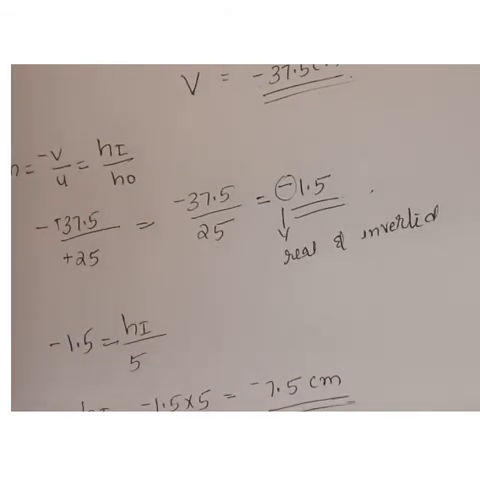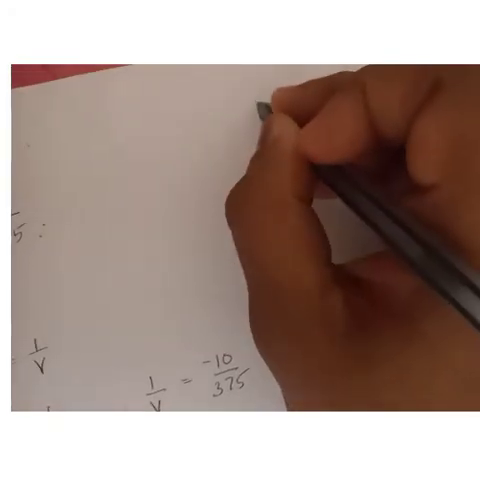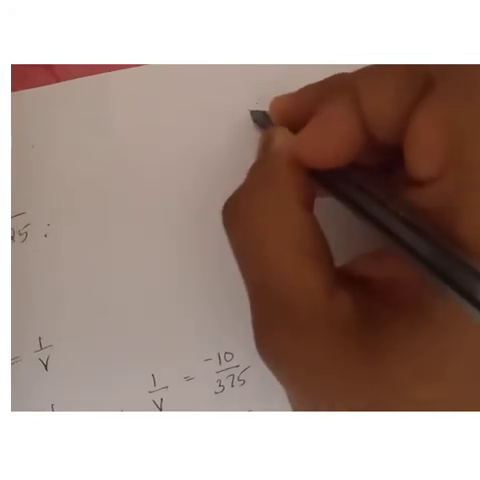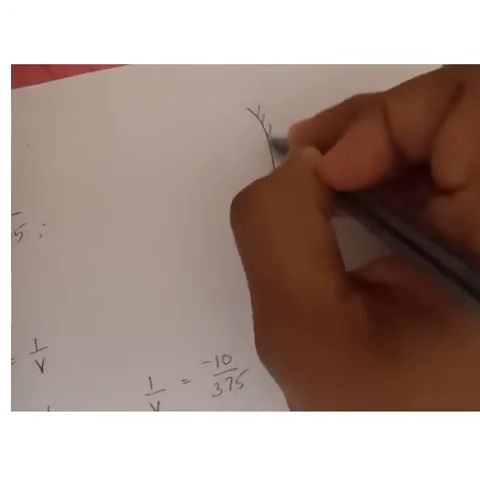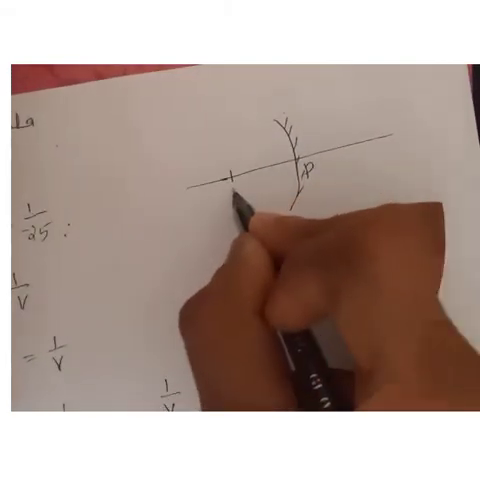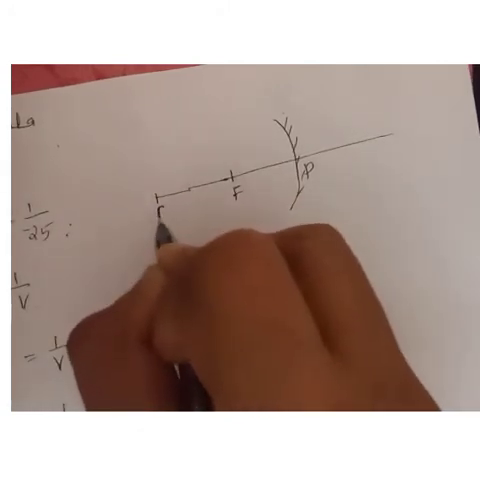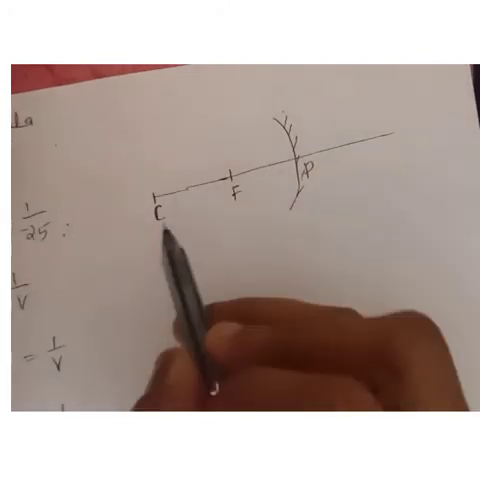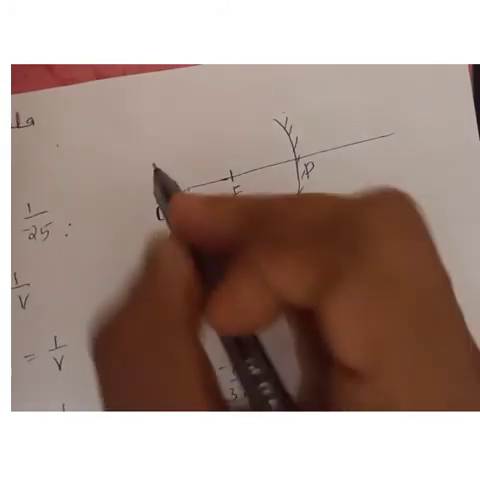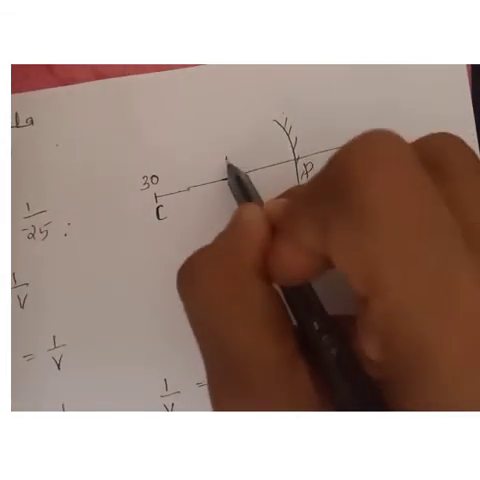Now you have to just draw the ray diagram of that question. How can we draw the ray diagram? So it is a concave mirror. First you have to draw a concave mirror. Then the principal axis, then the pole, then here it is F, then this is R or C. In that question the radius of curvature is given, so it becomes 30. So its focal length is 15.